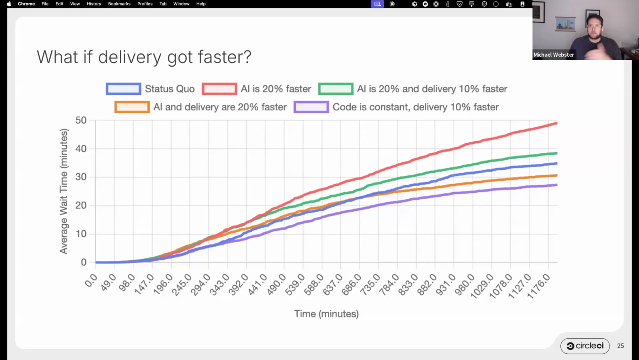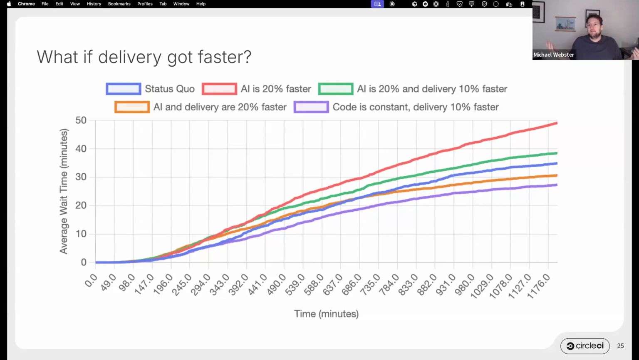But the curves don't go up quite as sharply, right? Under these scenarios, we assume we only make delivery 10% faster. So we only shave 6 minutes off of the delivery time. We're able to get some pretty decent results. And even if you hold the code rate constant, making your delivery 10% faster gets you significantly below the status quo. Now that's pretty impressive, right?